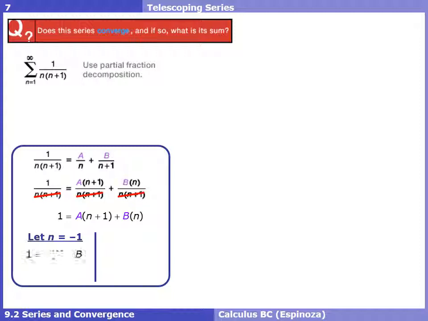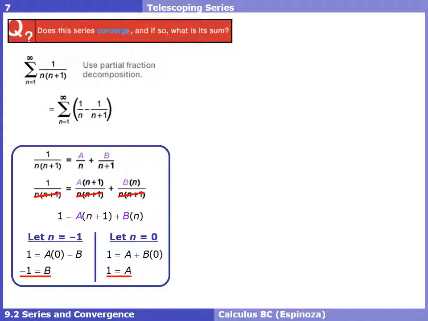If we let n equal -1, we'll get rid of the a term, which would then mean b is equal to -1. If we let n equal 0, that'll get rid of the b term, which would then mean a is equal to +1. So really the bottom line is this. We're not really considering this infinite series anymore, we're considering this infinite series.